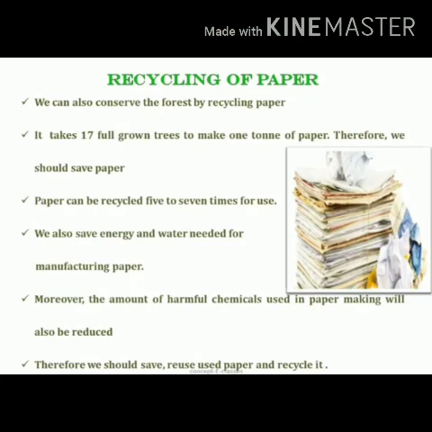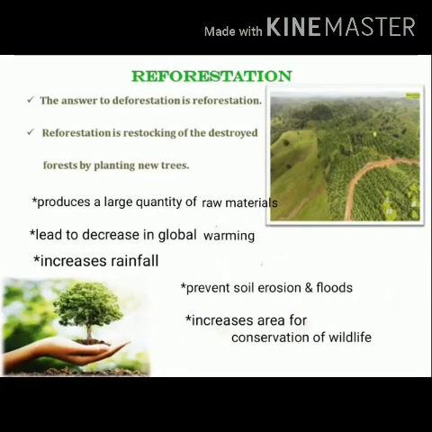Next is recycling of paper. Children, you all are aware that paper is made from wood pulp that is produced from the wood of forest trees. So we should save paper to save the forest trees. And for that what we can do? Recycling of paper. Students, why we should save paper, reuse paper and recycle paper? See, it should be done to save forest trees from being cut down, to save water used in paper making, to save energy that is electricity used in making paper, and to reduce the amount of harmful chemicals used in paper making.